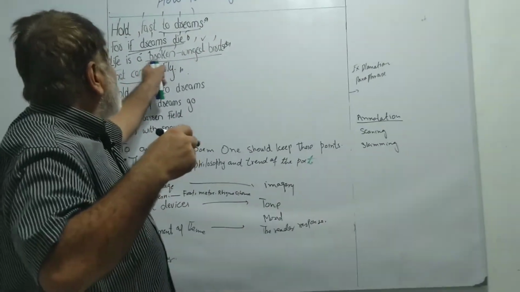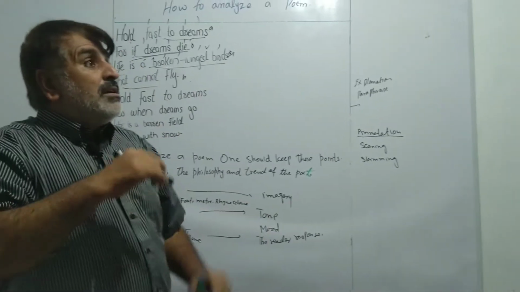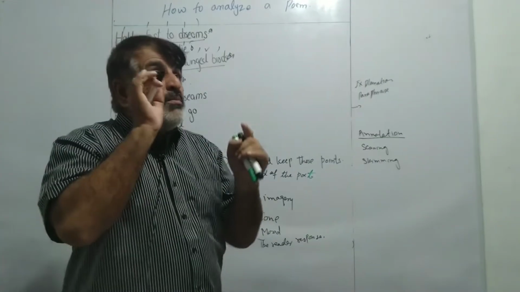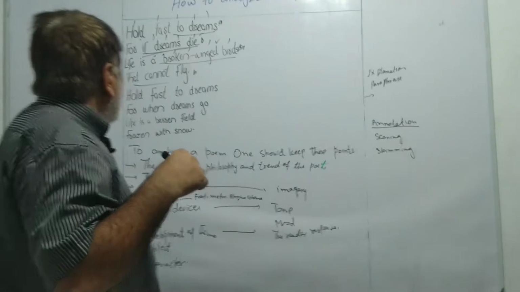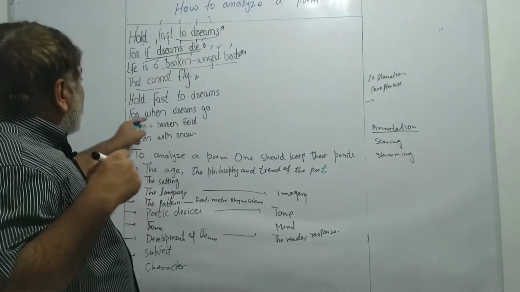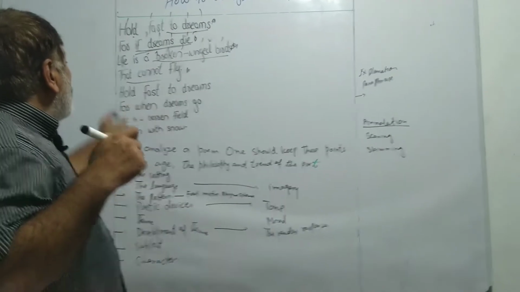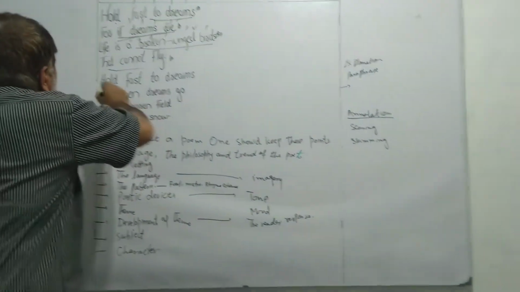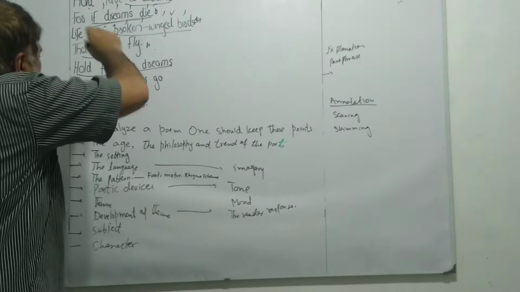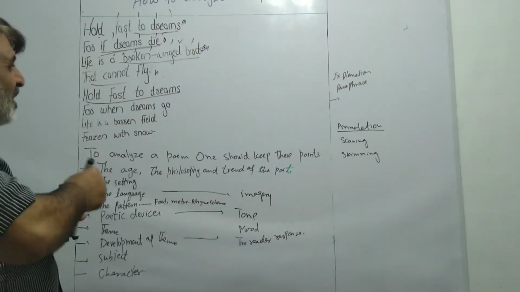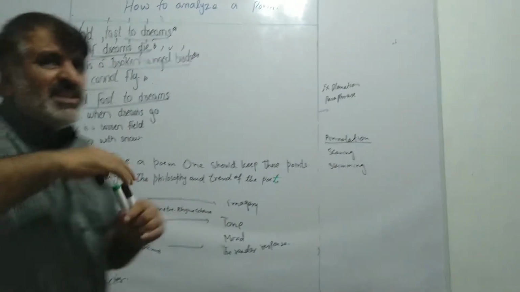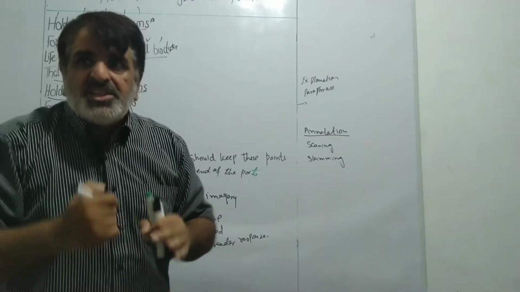And then the dream strengthens his own point. So look here, imagery is here: hold fast to dreams. Hold fast to dreams. This is a very important point. For the development of what? For the development of the theme. Repetition is here. The theme is clear.